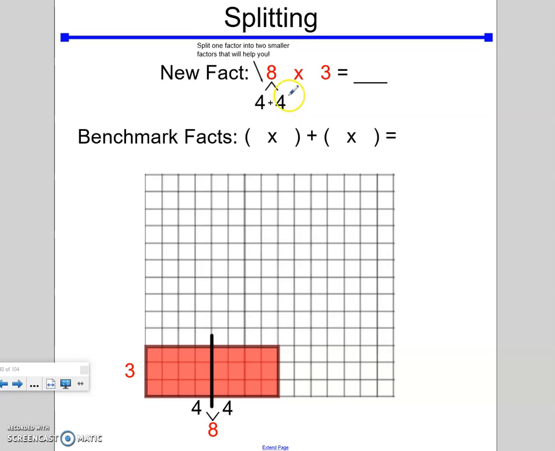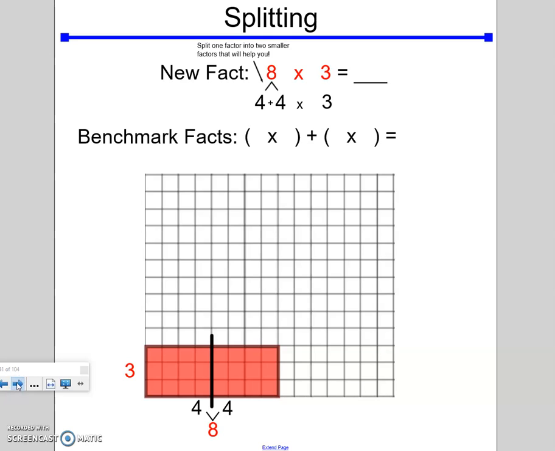And something that it's really valuable to point out to students is that when you're splitting a factor, the numbers you're splitting it into are the parts of that number. So 4 and 4 are parts of 8. So I'm splitting apart or breaking apart or decomposing that 8 into two of its parts, 4 and 4. Those together equal 8. You can also see on the area model here, this side length of 8 on this 8 by 3 rectangle has actually been split or decomposed or broken apart into two smaller lengths, 4 in this rectangle and 4 in this rectangle. So there's actually now two rectangles.